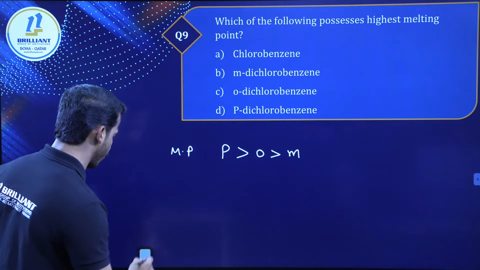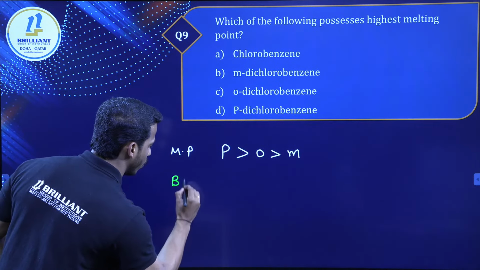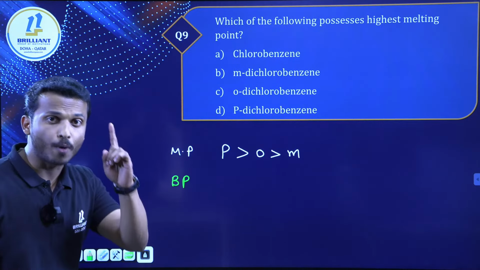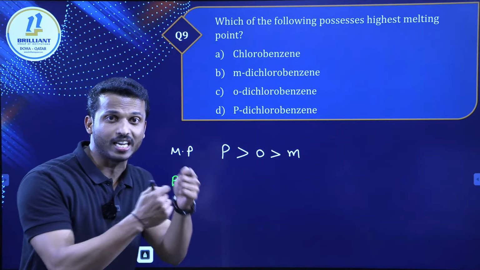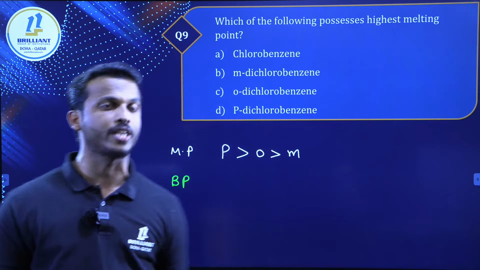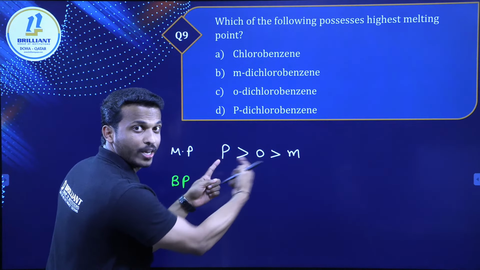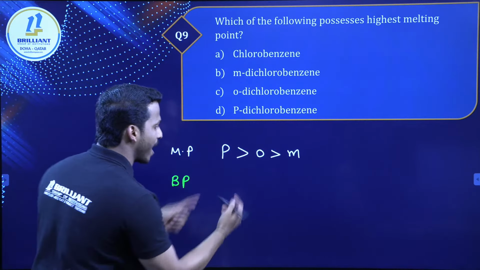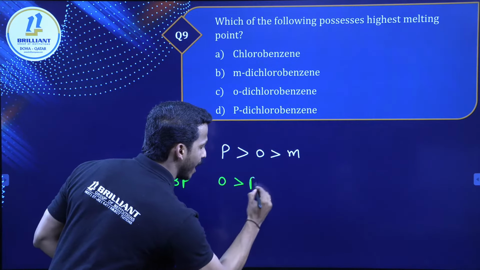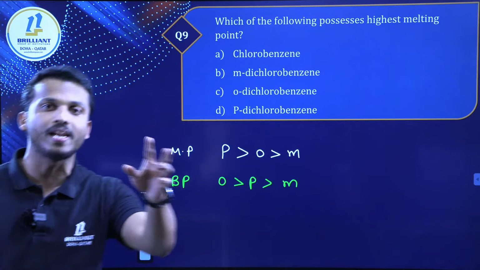Dear all, don't forget about the other one. We have boiling point order also. The same question you can see in another way. What is the boiling point? Just interchange para and ortho. So ortho greater than para greater than meta. This is the order of their boiling point.